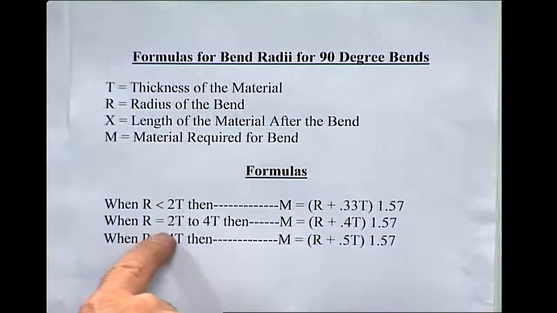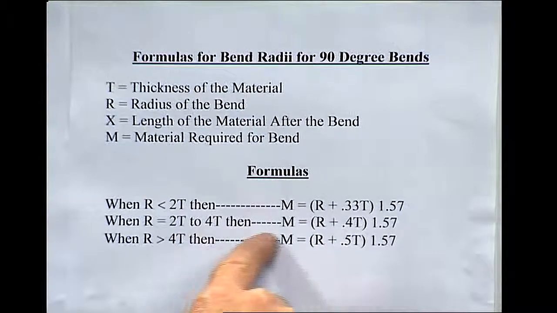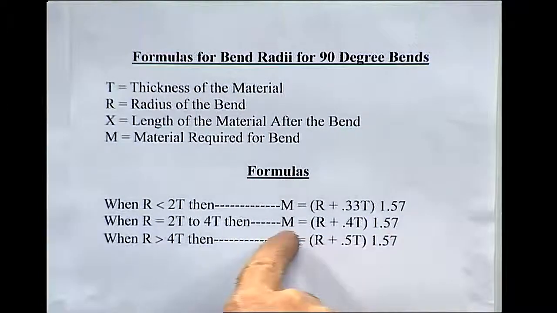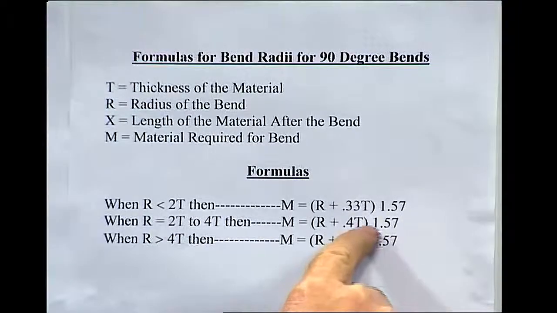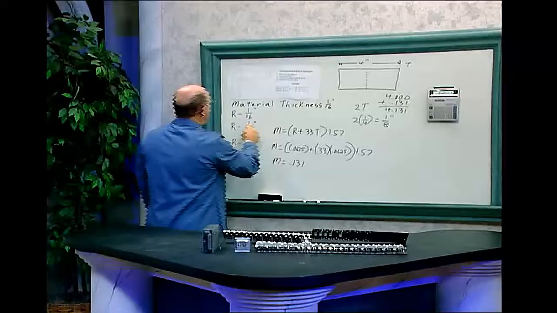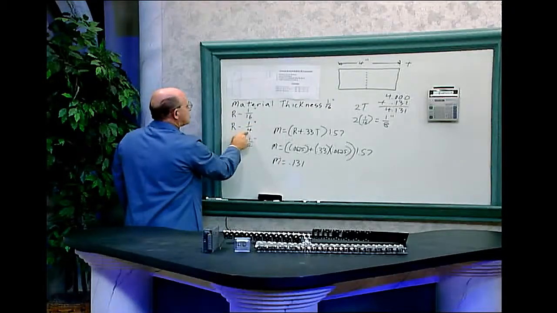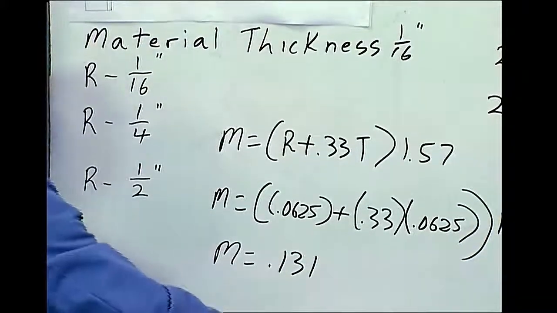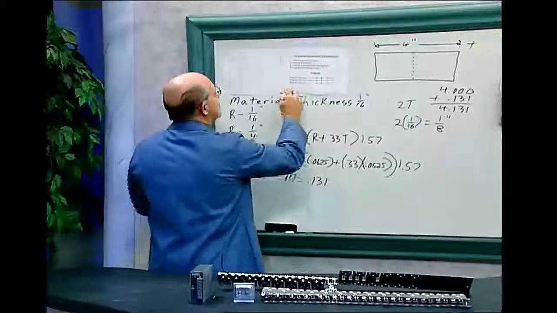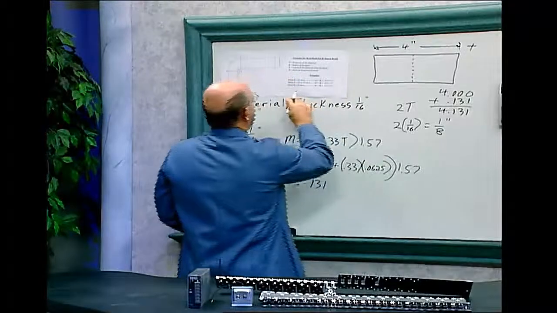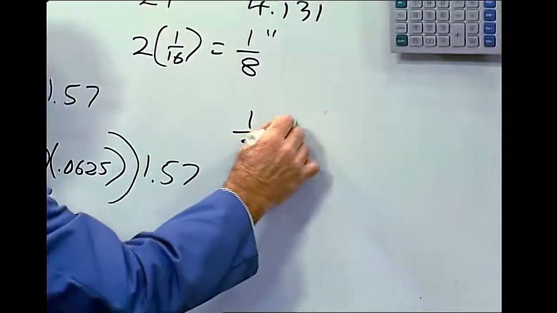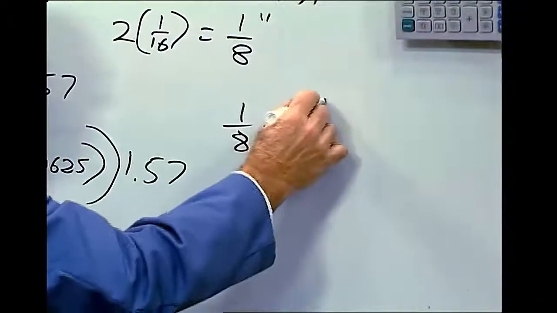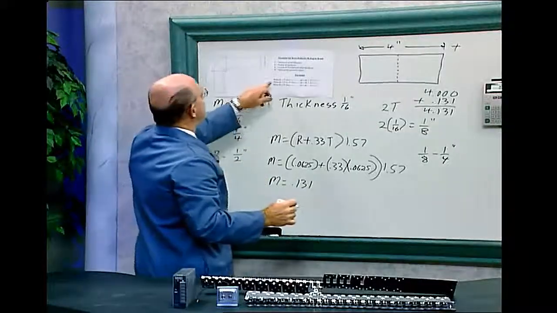When the radius is 2t to 4t, then we use this formula. M equals radius plus 0.4 times the thickness, times 1.57. And that's what this is. Radius equals 1/4 of an inch, and 2t to 4t would be 2 times 1/16 is 1/8 to 1/4 of an inch. So that would fall within this category.